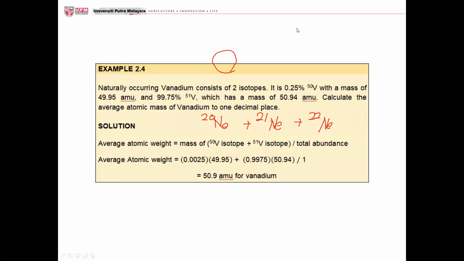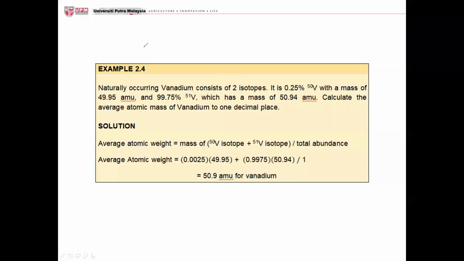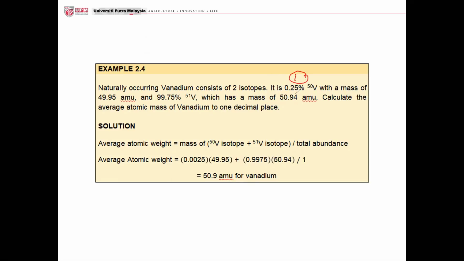Okay, let's see another example. We have example 2.4. Naturally occurring vanadium consists of two isotopes. The first isotope is vanadium 50, at 0.25%, with a mass of 49.95 AMU, and 99.75% of isotope vanadium 51. This is the second isotope, which has a mass of 50.94 AMU. Calculate the average atomic mass of vanadium to 1 decimal place.